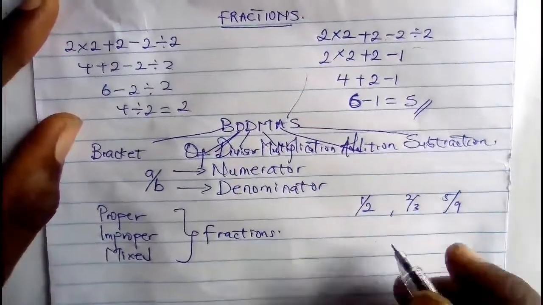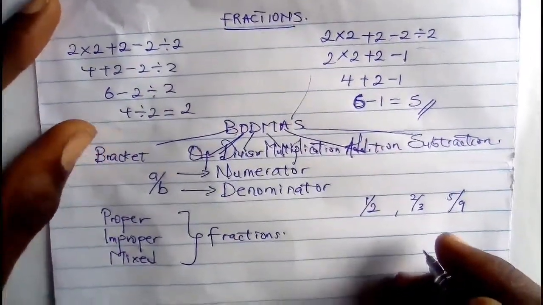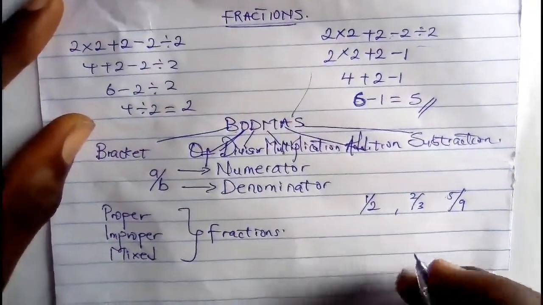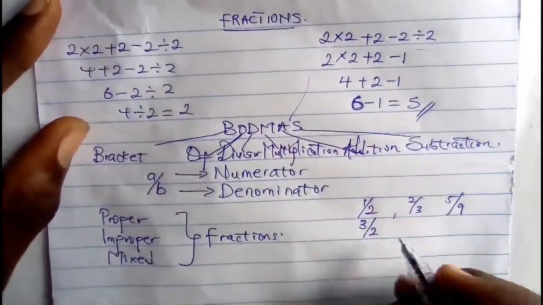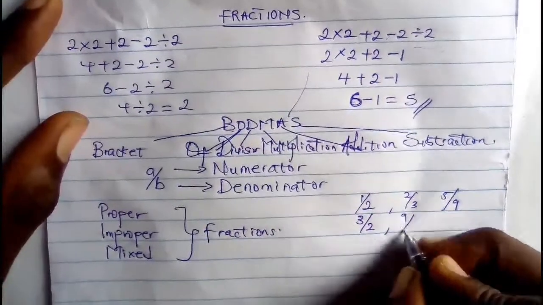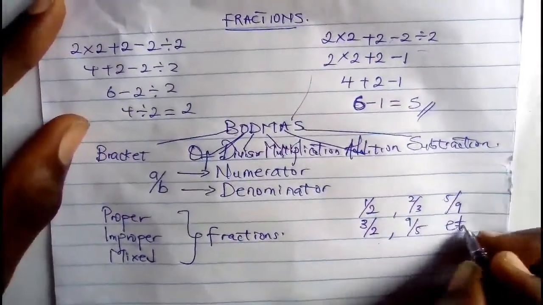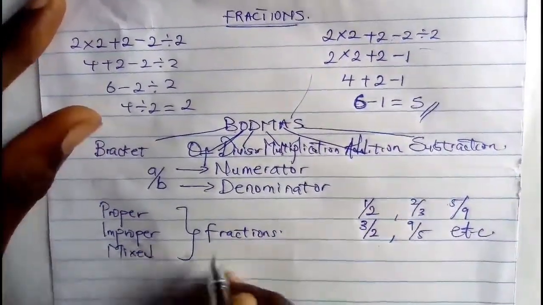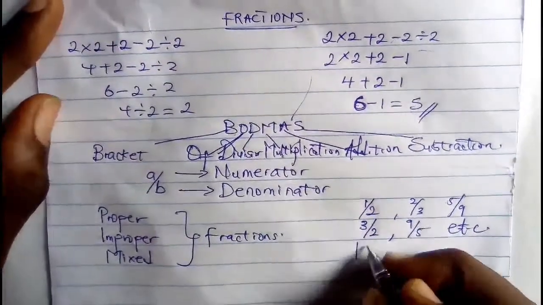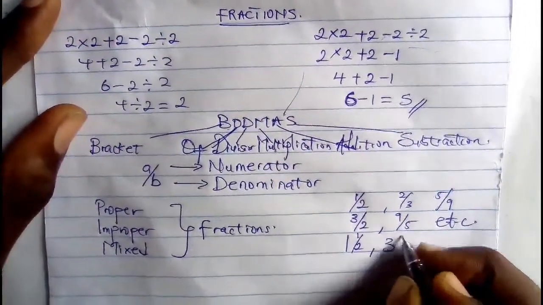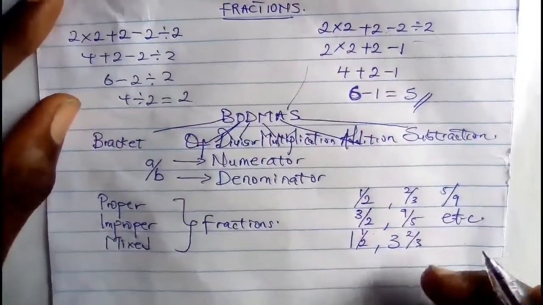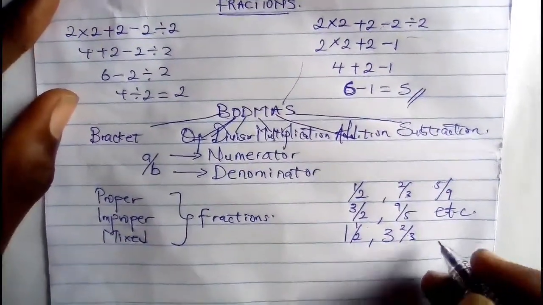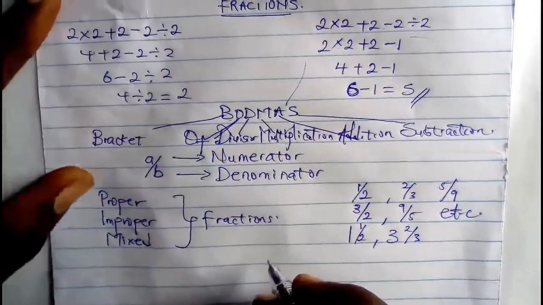While in improper fraction, the denominator is smaller than the numerator. For example, 3 all over 2, denominator smaller than the numerator. Let me say 9 all over 5. All those ones, they are what? Improper fraction. Why mixed fraction? That's where you see 1 and 1 over 2, 3 and 2 all over 3. You will see a whole number attached to the fraction. That kind of fraction is what we call mixed fraction.